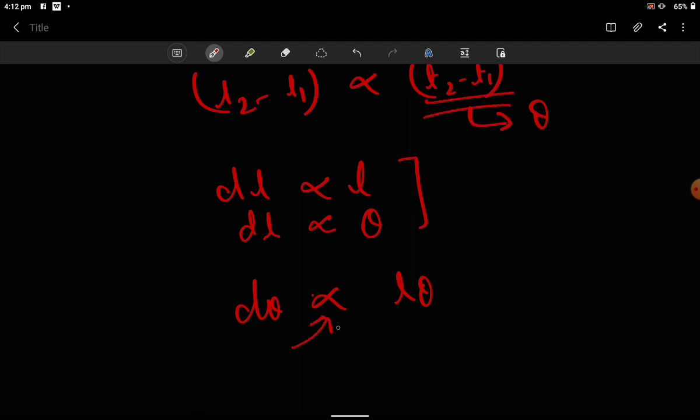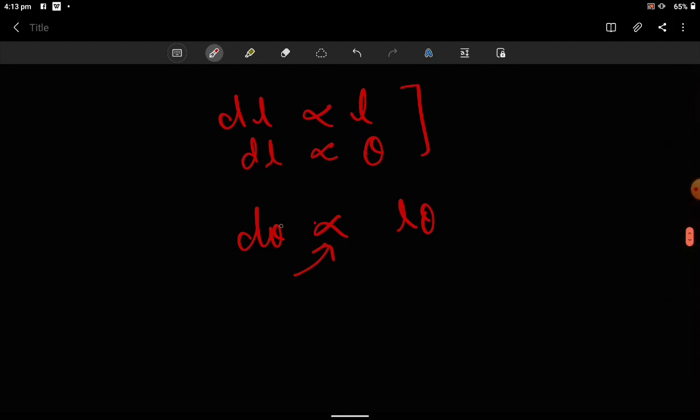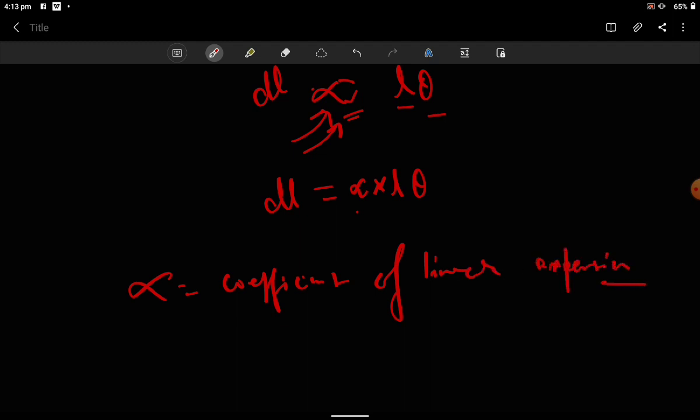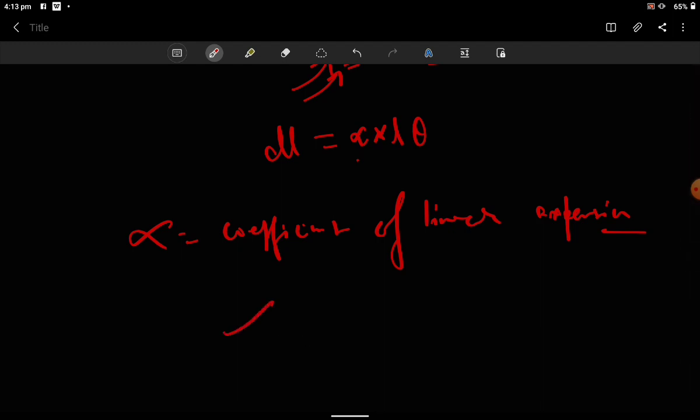Now, if I remove this variation sign, a constant will come. On removing this proportional sign, I will get DL equal to L theta times a constant, and that constant here is alpha. Now alpha is known as the coefficient of linear expansion. So alpha can be written as alpha is equal to DL divided by L theta.